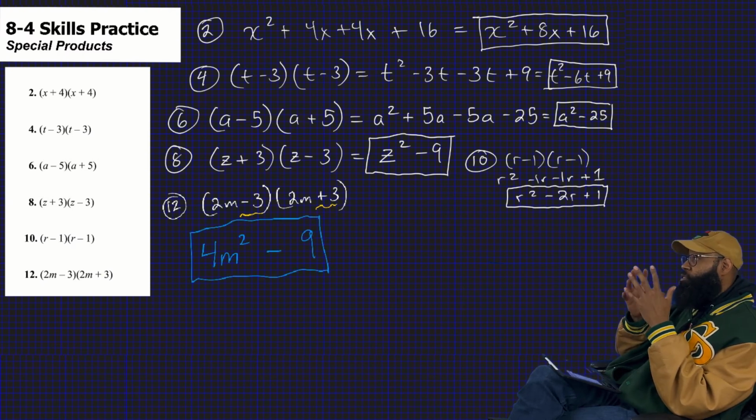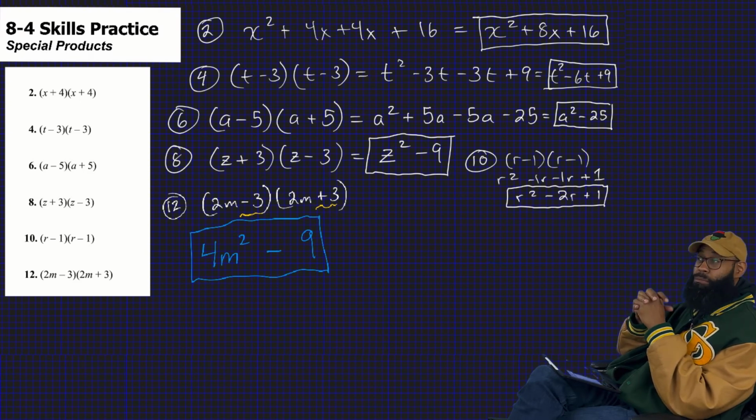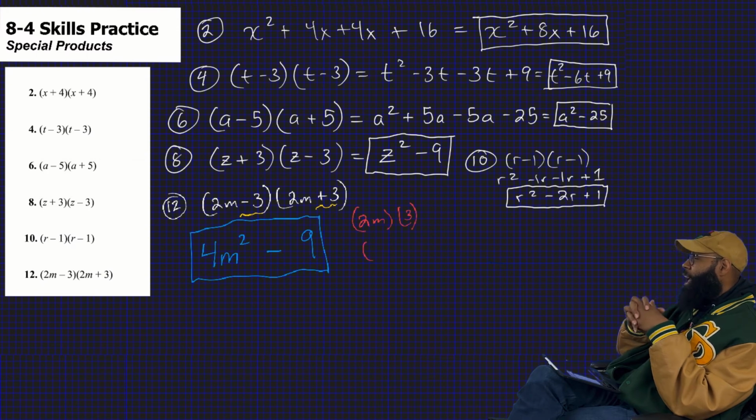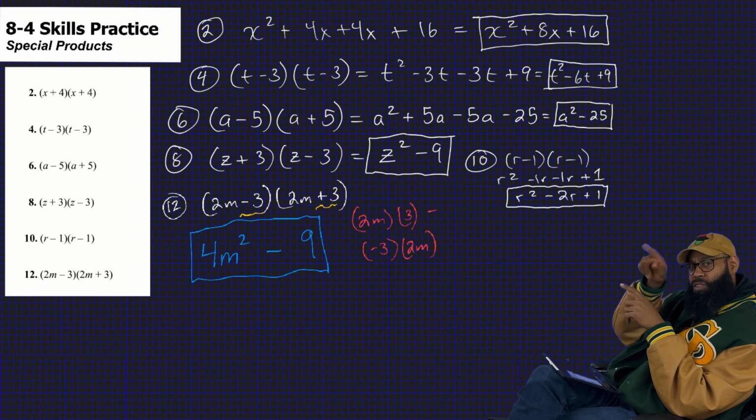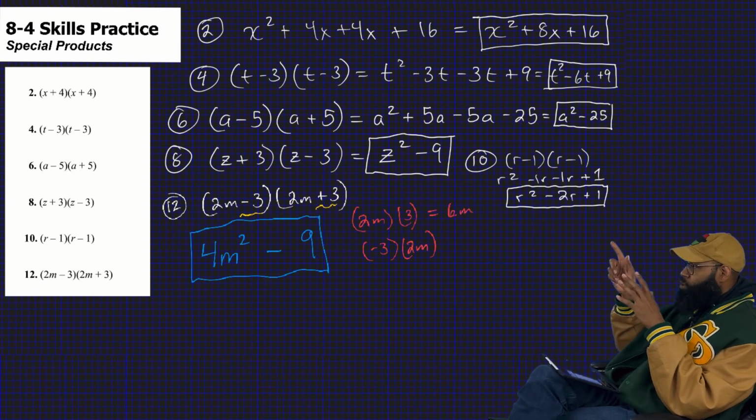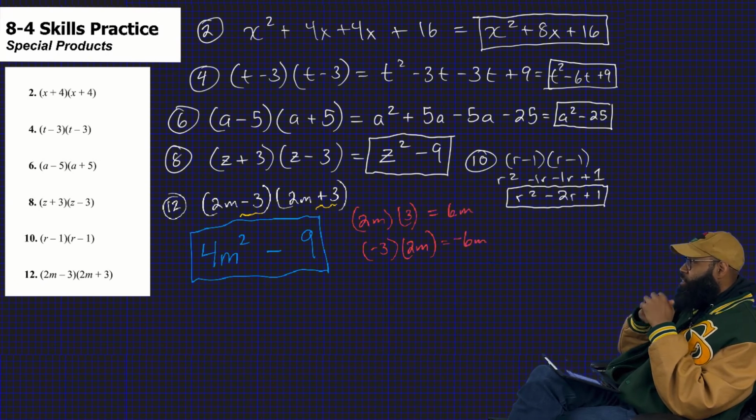But my brain at this point, after we've done 12 plus. Here we go. 2m times 3 and negative 3 times 2m. Not using the arrows, but you get it. 6m and negative 6m cancel each other, gives you that 0. So that middle term disappears.